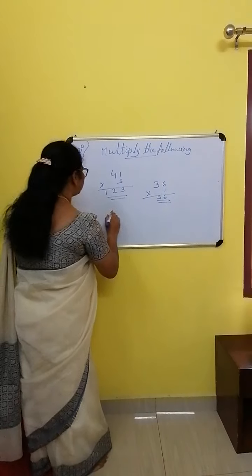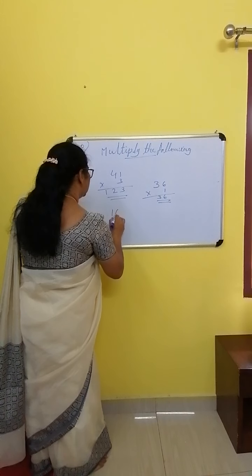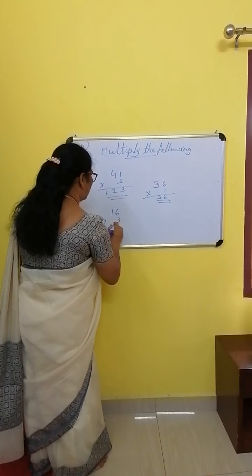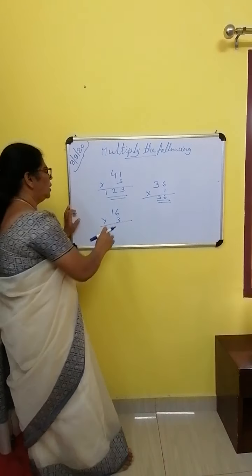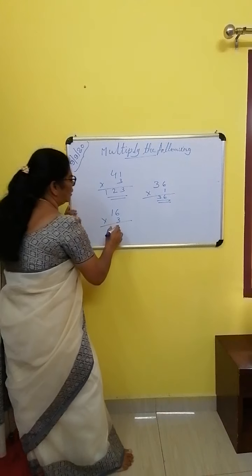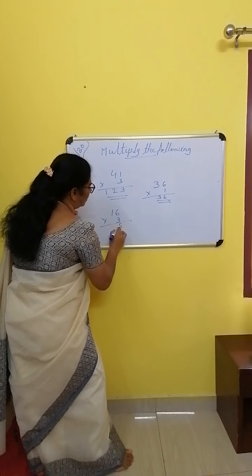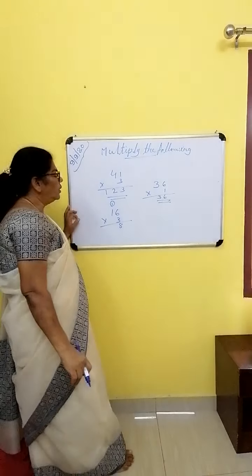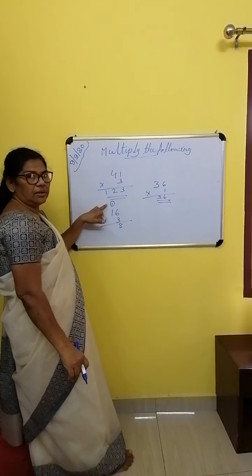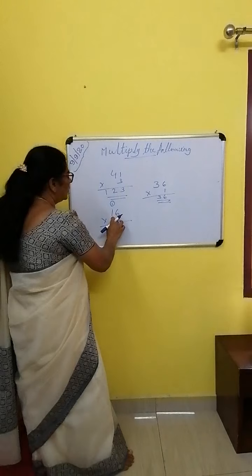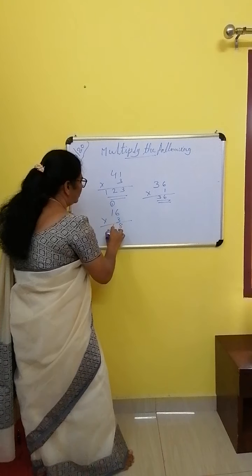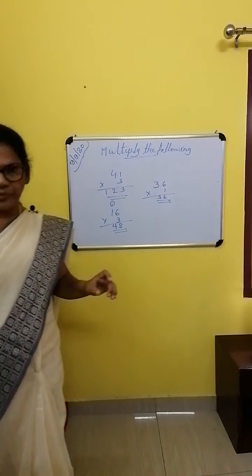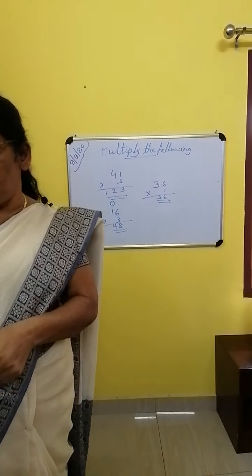One more. 16 into 3. 3 6s are 18. See, 18 means 1 is the remainder now. So write it on the left side on the top. So 3 ones are 3 plus 1 is 4. Underline. Okay. Study multiplication properly.